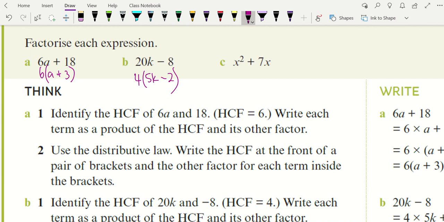Now you can check if you want. The way you check is to say 4 times 5k, that's got to be the same, and 4 times negative 2, that's got to be negative 8. And so that's the same. Okay, let's have a look at this one. What goes into both x squared and 7x? Well, x squared is x times x, so that's got to be an x. And that's got to be a plus, carry that down, and that's got to be a 7.